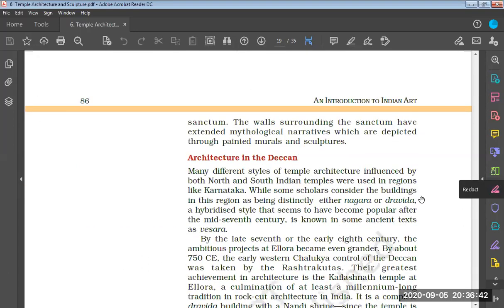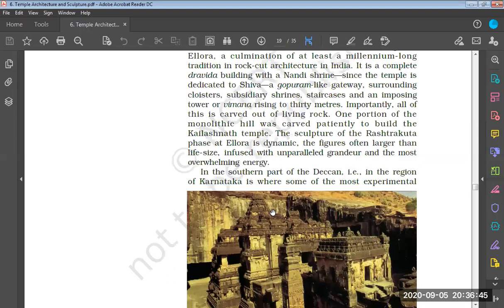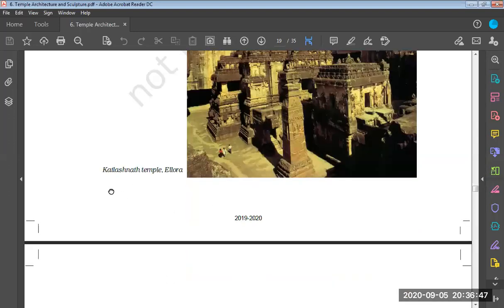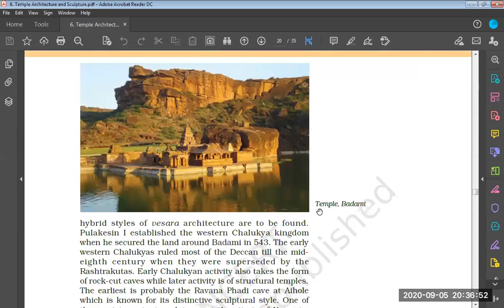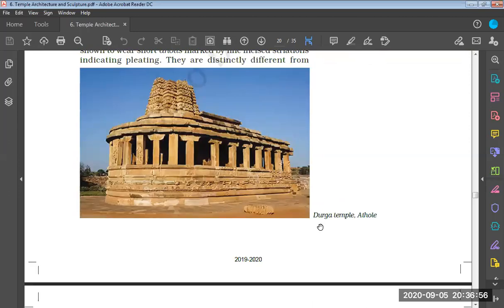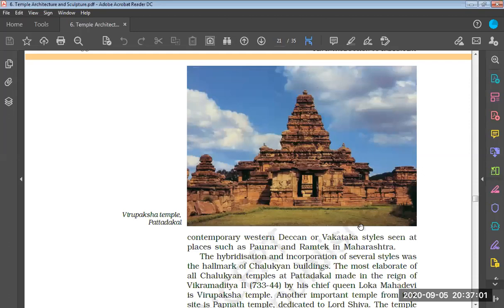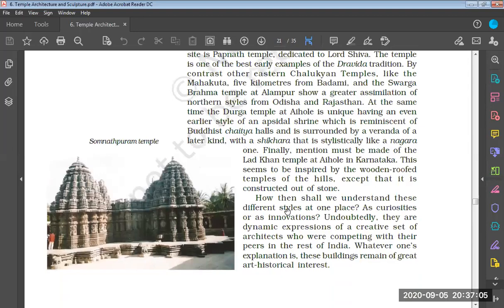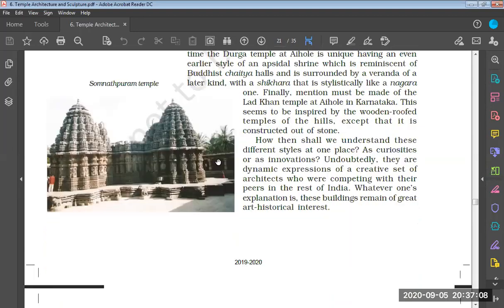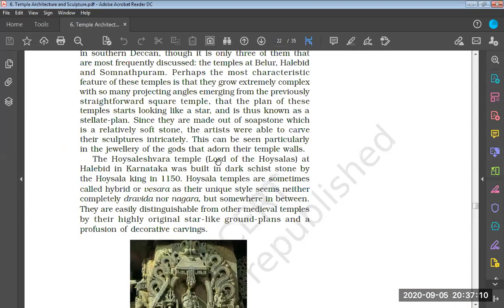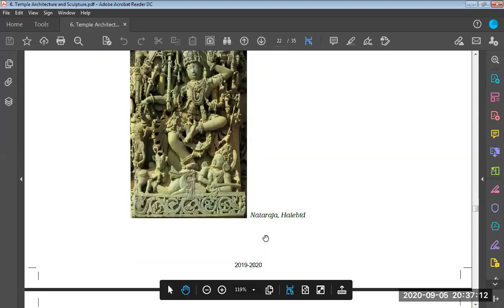Then we will learn about the architecture in the Deccan. There is the Kailashnath temple at Ellora. We'll learn about the temple at Badami. We'll see the Durga temple at Aihole, the Virupaksha temple at Pattadakal, the Somnathpuram temple, and the Nataraja at Halebid.